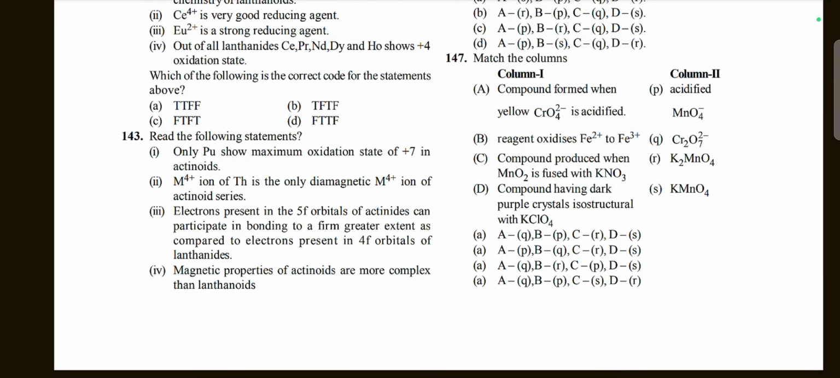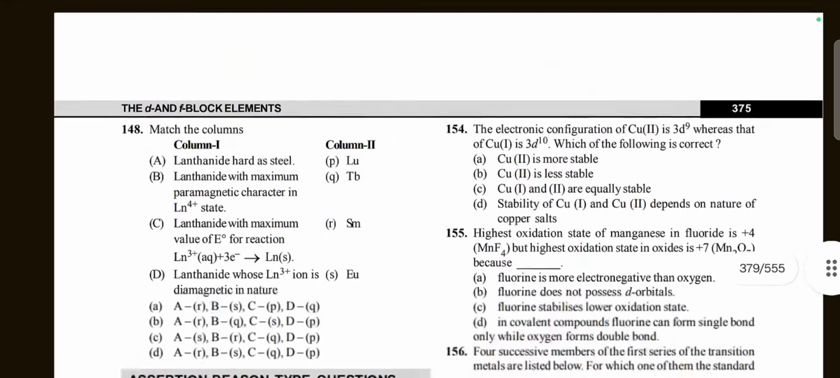147. Compounds formed when yellow CrO4 2- is acidified: Cr2O7 2-. Reagent that oxidizes Fe2 plus to Fe3 plus: acidified MnO4-. Compound produced when MnO2 is fused with KNO3: K2MnO4. Compound having dark purple crystals isostructural with KClO4: KMnO4. So option A will be the answer.